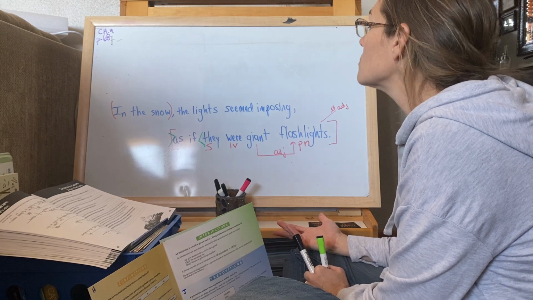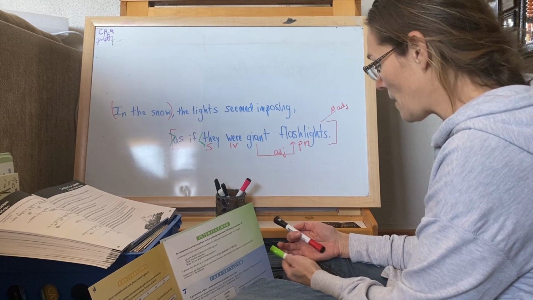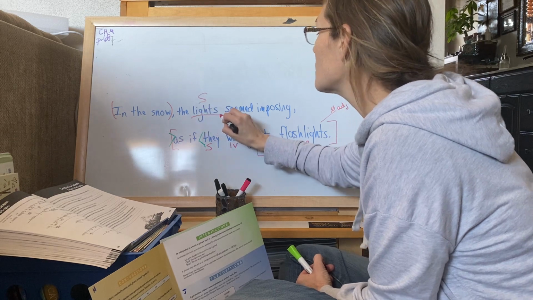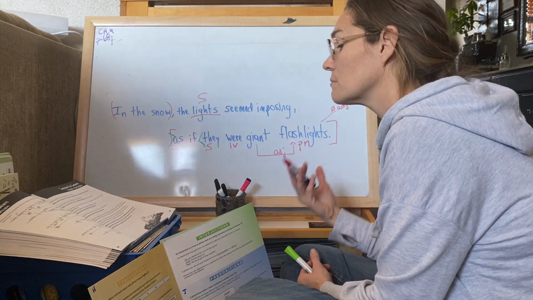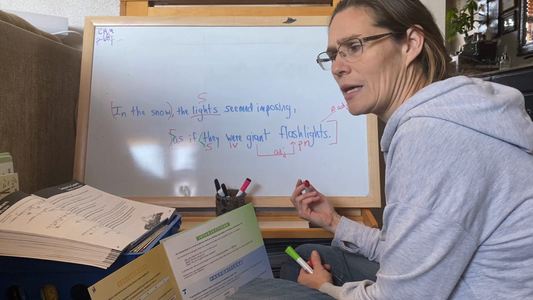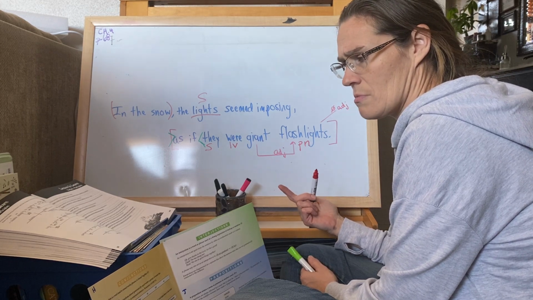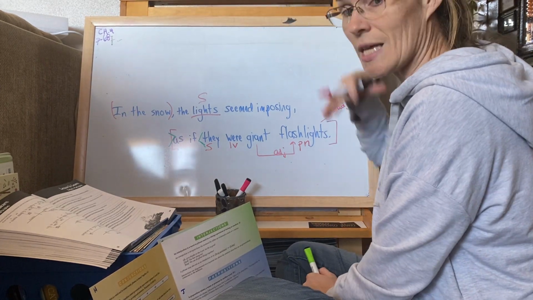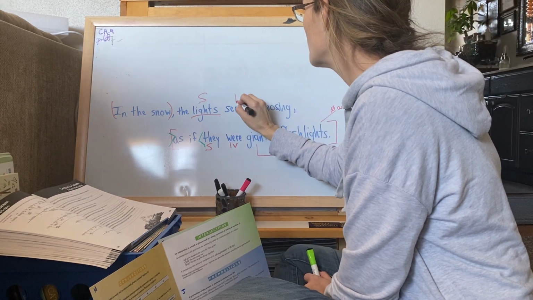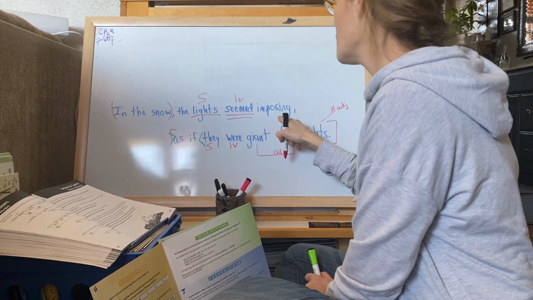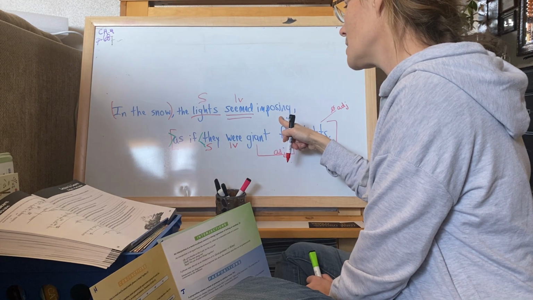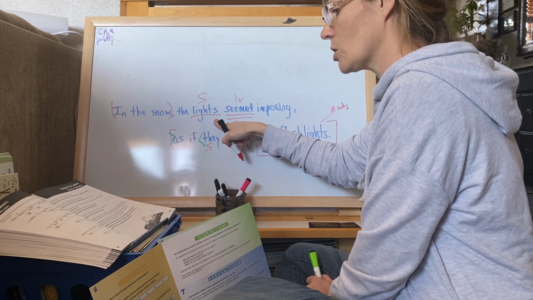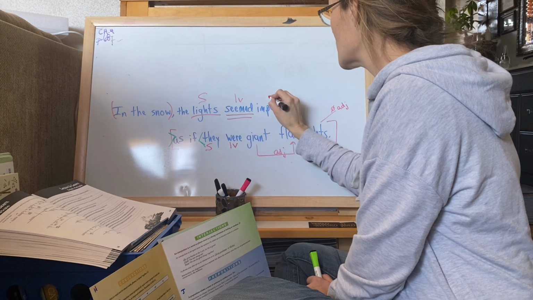In the snow, the lights seemed imposing. This sentence is about what? Lights. Here's our subject. And the lights seemed. Ooh, wait. That set off an alarm. Isn't that one of our linking verbs? Our sensory linking verbs we talked about? Yeah. So imposing, is it renaming or describing lights? Describing, right? This is our predicate adjective.